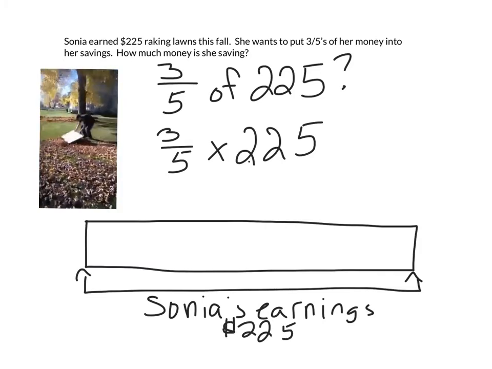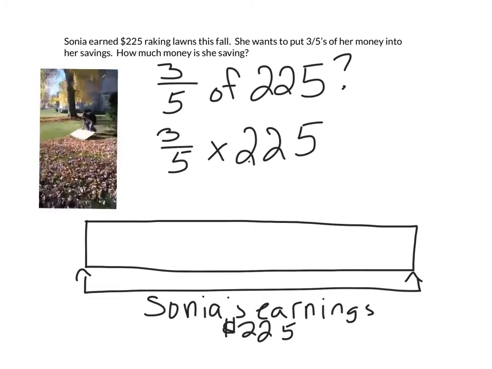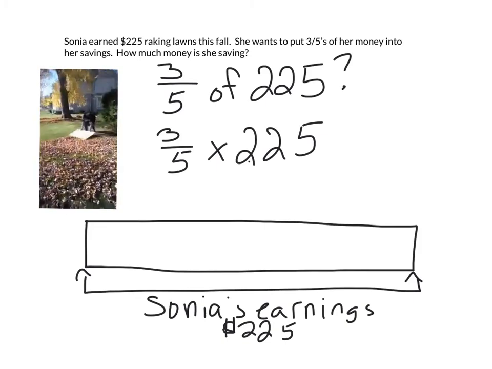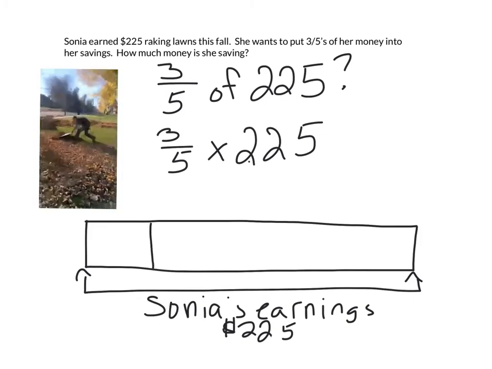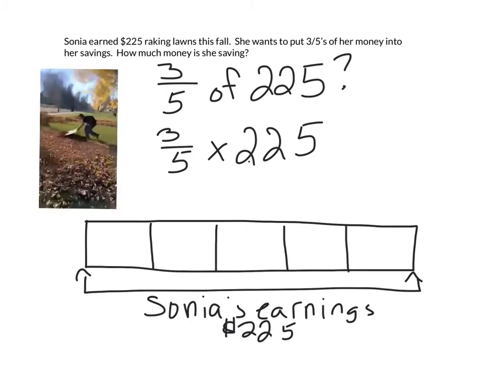We know that we want to find 3/5 of it. So I'm going to take, just like we did last time, we want to think about that 5. That denominator is telling us how we are splitting up our whole. So here I'm going to take this and split it into 5 different pieces.